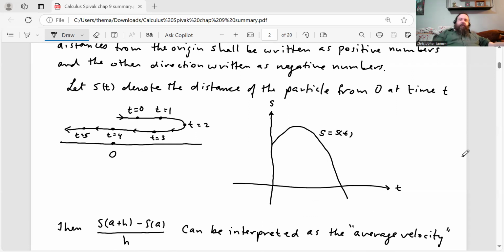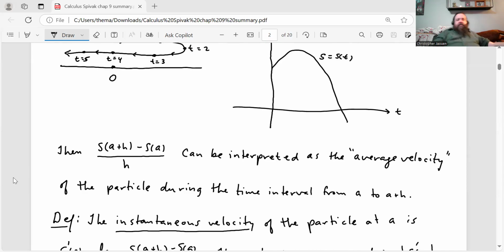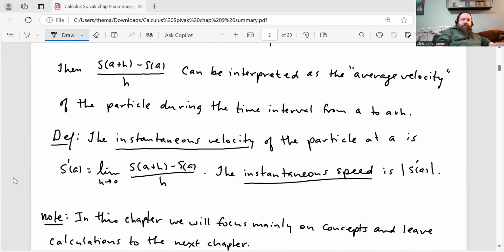where we're graphing position versus time, right? All right, then the quantity s of a plus h minus s of a, over h, can be interpreted as the average velocity of the particle during the time interval that goes from a to a plus h. Now, there's nothing about calculus there. So the next definition gives us the calculus part.